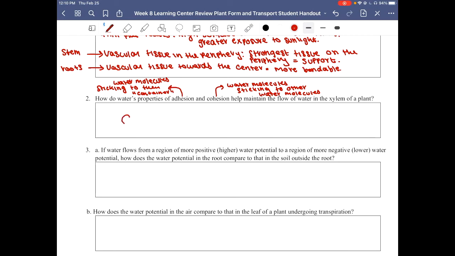So it can kind of look like this. The water molecules, let's say H2O, are being attached to one another, but then there's also going to be a kind of attachment to the xylem vessels.